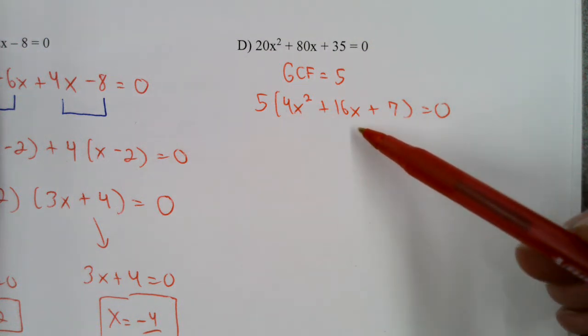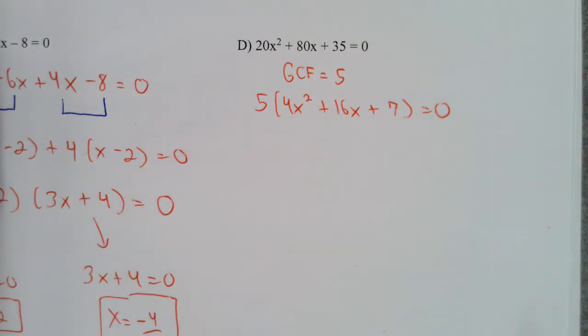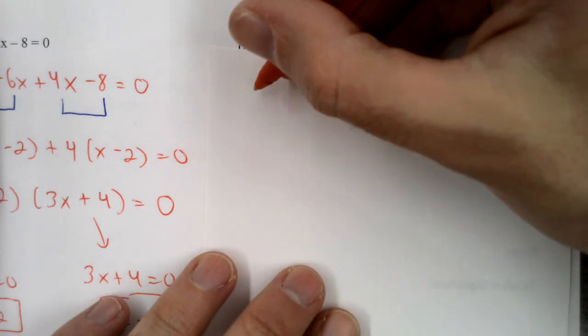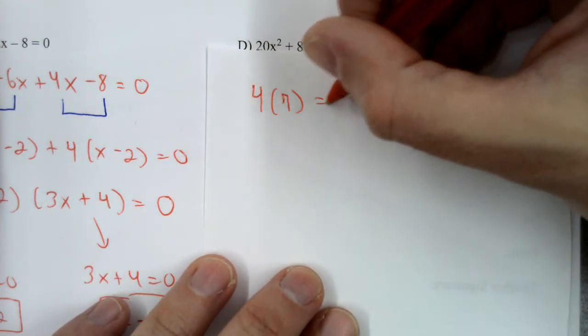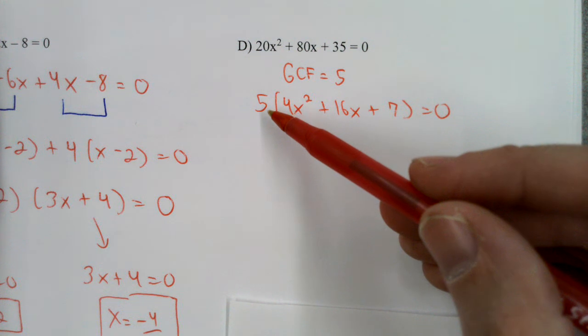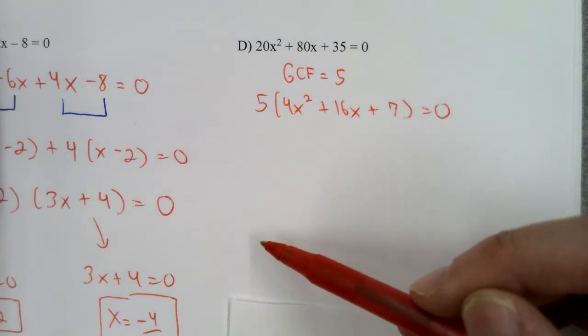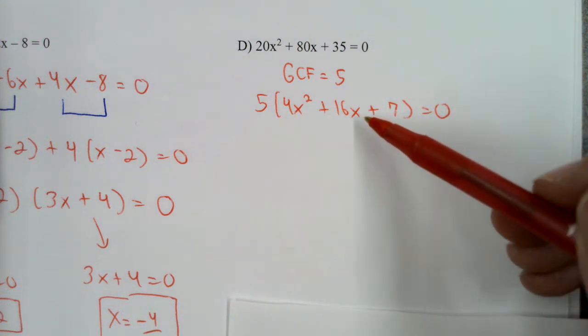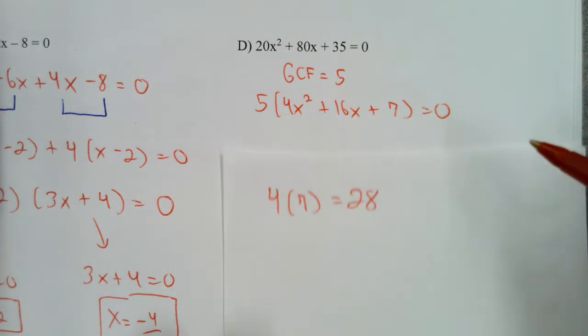But we're just going to factor this like we did A, B, and C on this page. So first you got to do 4 times 7. Okay? So again, we're just going to rewrite this 5 first in every single step. We're going to factor this thing in parentheses. 4 times 7 equals 28.